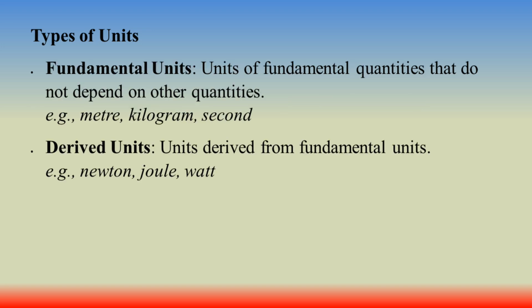Types of units. Units can be broadly categorized into two types. Fundamental units. These are the basic units that are not dependent on any other quantity. For example, meter for length, second for time. Derived units. These are formed by combining fundamental units. For instance, velocity is meter per second and force is Newton, which is kilogram meter per second square.